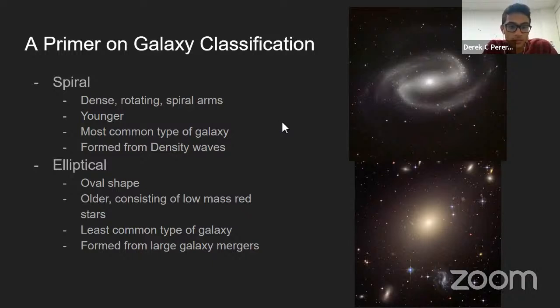The other type of galaxy is an elliptical galaxy, which is characterized by a more ovular shape. These have little star formation because they're much older galaxies, and as a result, they look more red. They make up only around 15% of all galaxies, so they're by far not a common type. And they're actually formed from galaxy mergers between two spirals.